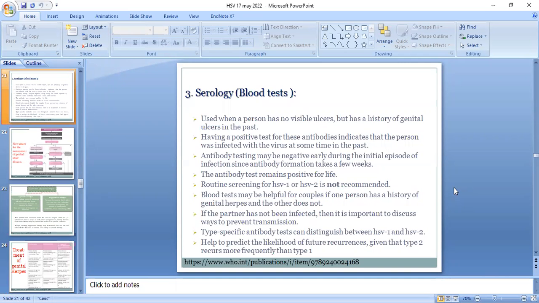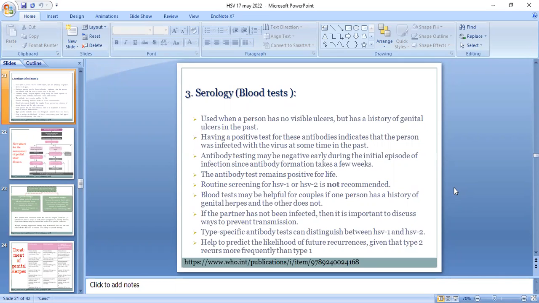Now the serology, that is done by the blood. It is used when a person has no visible ulcer but has a history of genital ulcers in the past. Having a positive test for these antibodies indicates that a person was infected with the virus at some time in the past. Antibody testing may be negative early during the initial episode of the infection since the antibody formation takes a few weeks. The antibody test remains positive for life.